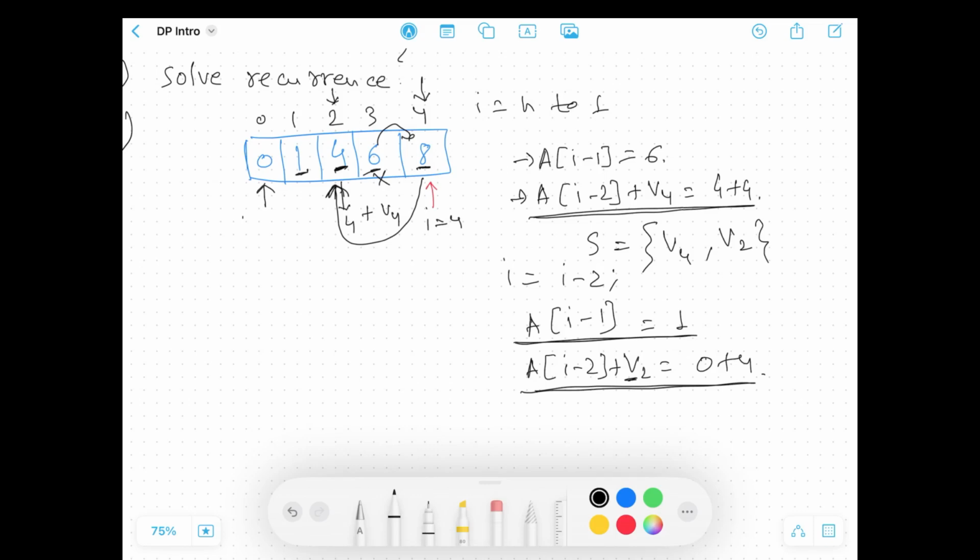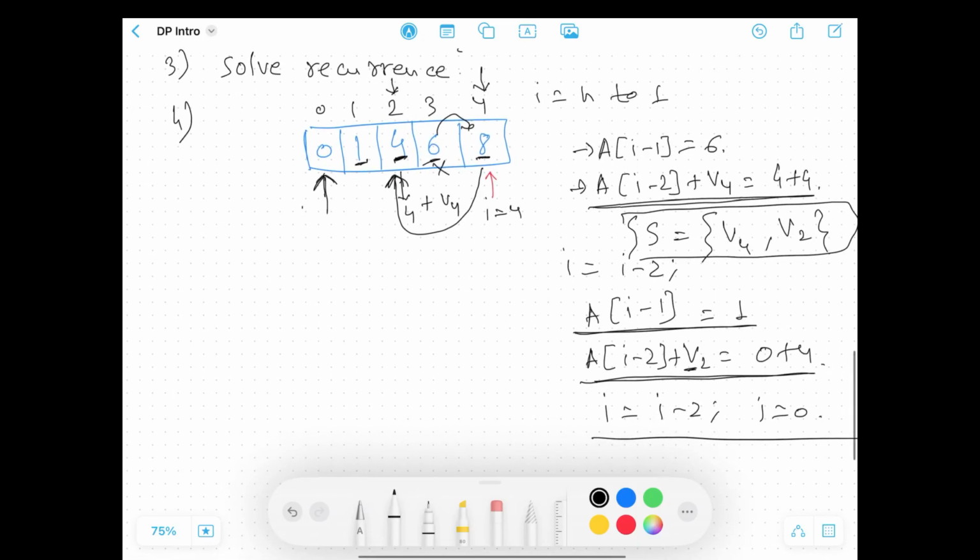So we add vertex 2 and we again do I is equal to I minus 2, which makes it I is equal to 0. And if we reach I equal to 0, this is our dummy index and we are going to stop the iteration. So that's how we reconstructed our solution, that vertex 4 and vertex 2 were part of the solution. So if we need to write code for this, it is going to be pretty simple.